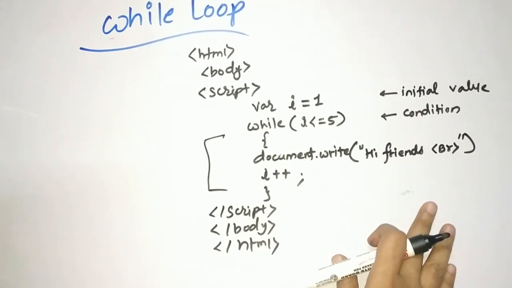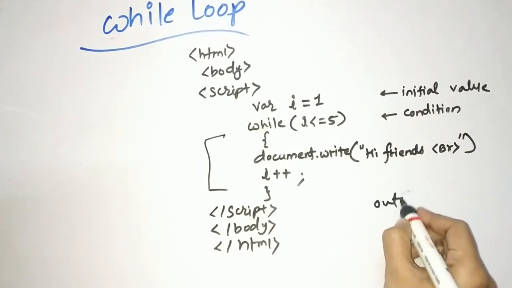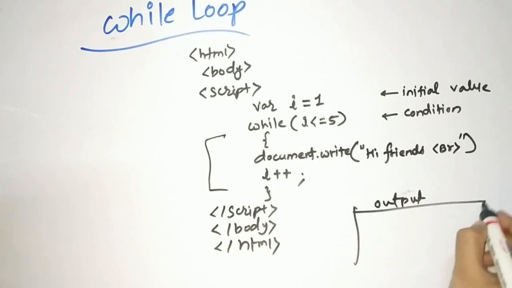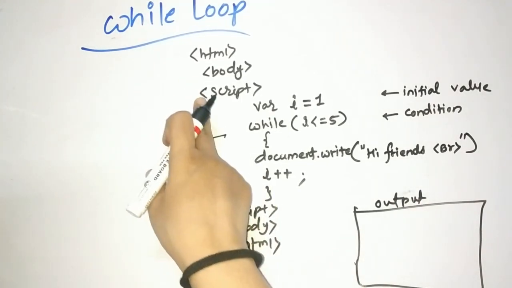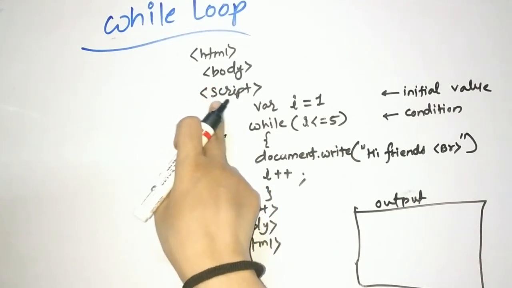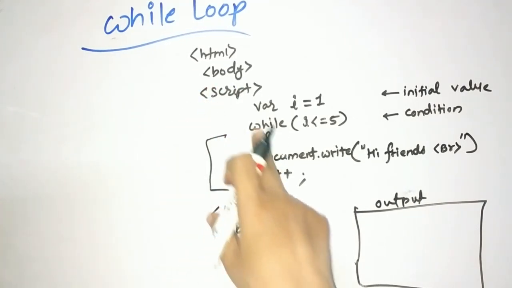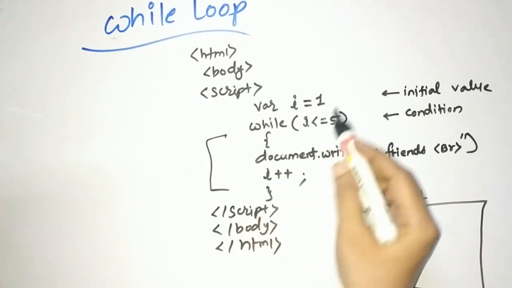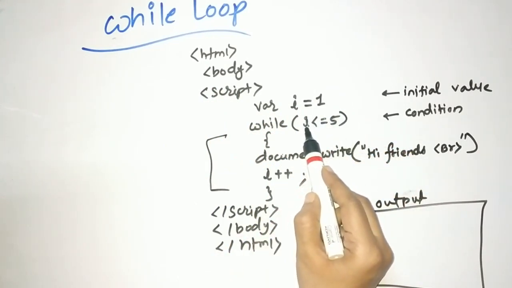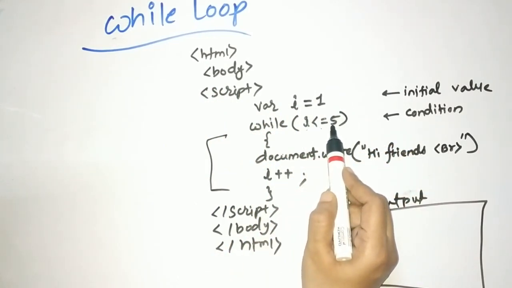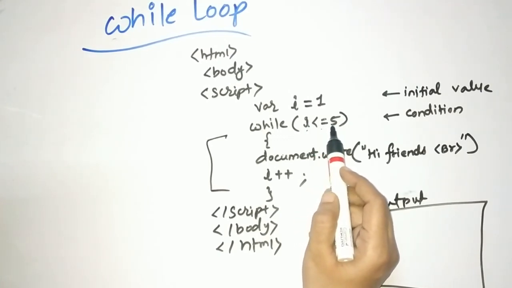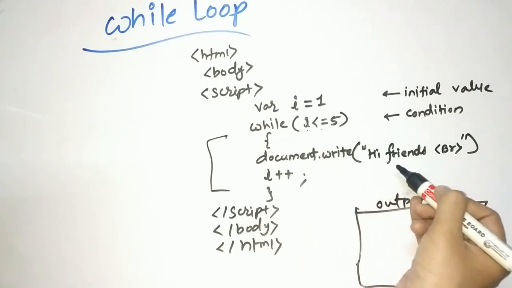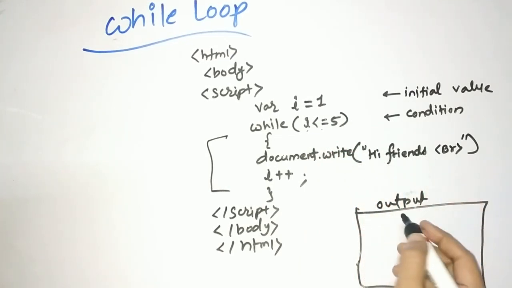Now let's see the output. What output will come here? First the program starts with the HTML and body tags, then the script, where I is equal to 1. First I's value is checked: 1 is less than or equal to 5. Yes, it is true, so it will come inside the loop, and whatever is there, document.write "Hi friends", it will print on the screen.